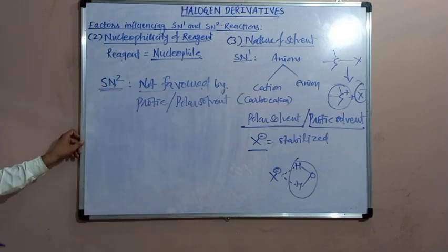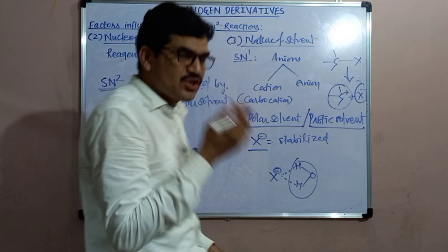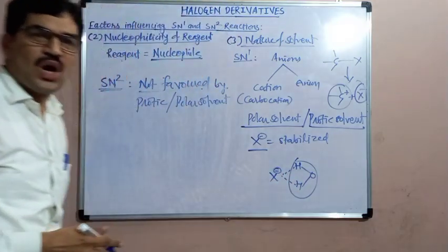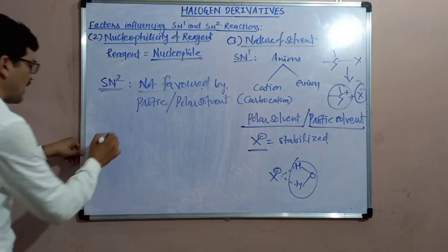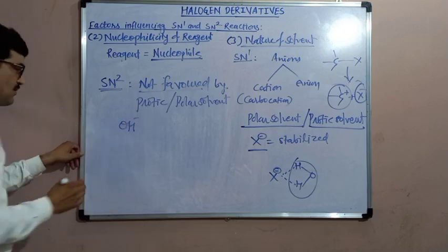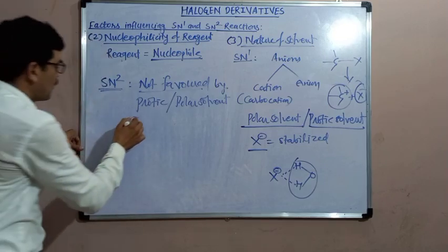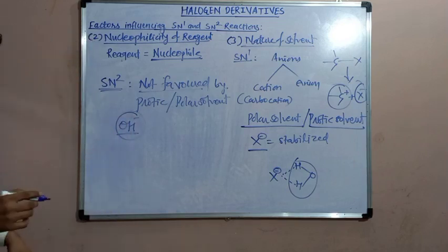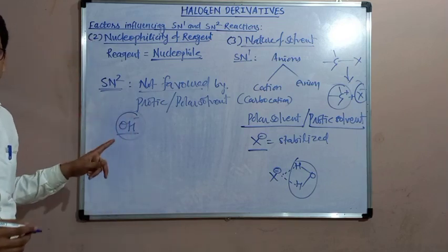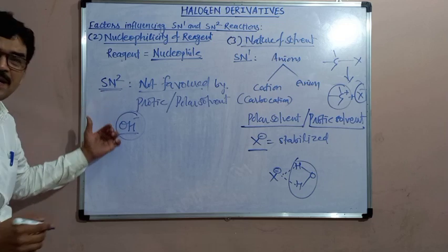Because in the SN2 reaction, in the rate determining step, there is an attack of the nucleophile on the carbon atom. The nucleophile, that is the OH negative, attacks the carbon atom, the electrophilic center. And this nucleophile should not be stable, it should be unstable. It should not get stabilized.